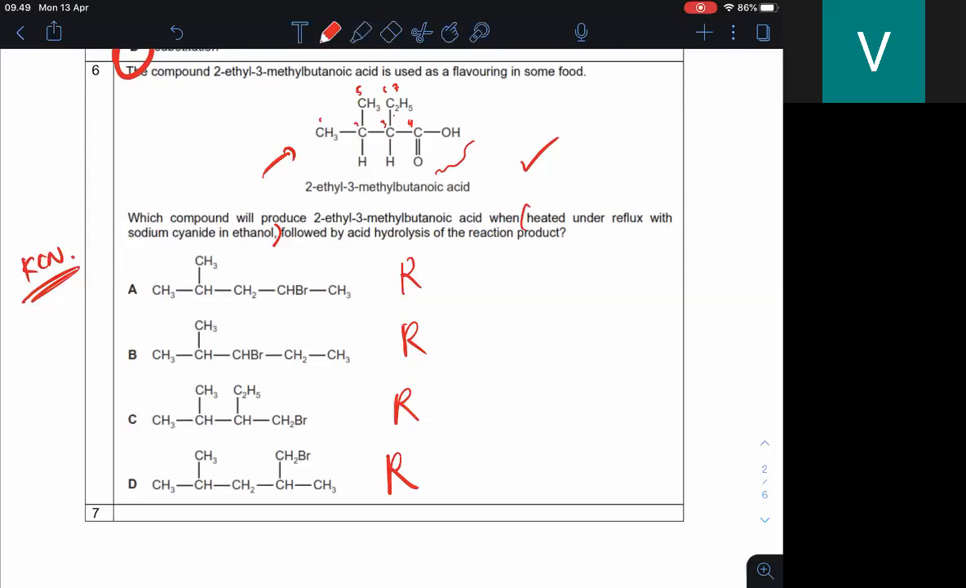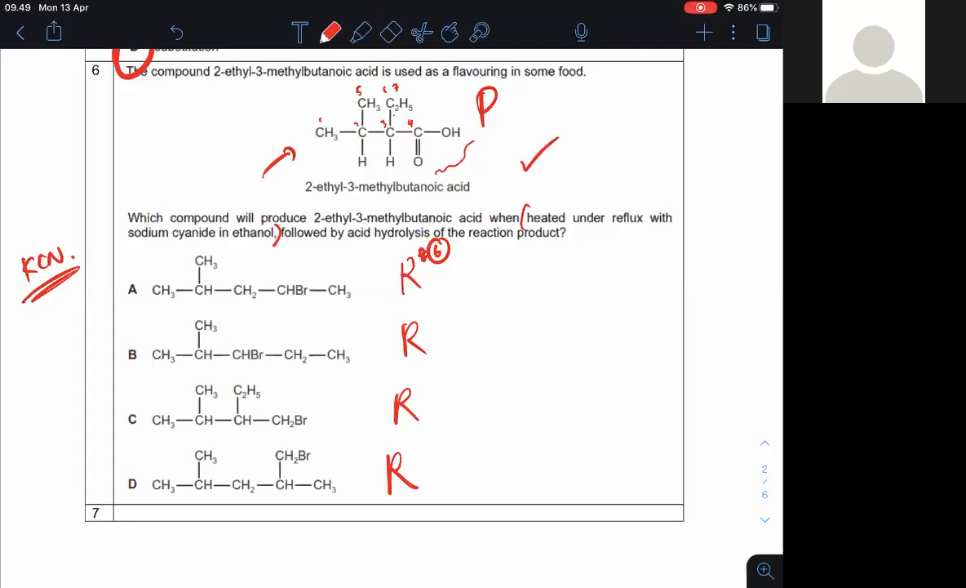No. It means KCN is a reagent that will actually add to the number of carbon. So this is the product. If the product has 7 carbon, my reactant must have only 6 carbon. Can you understand, Victoria? Yes. Okay, so you must look for something that has 6 carbon first.